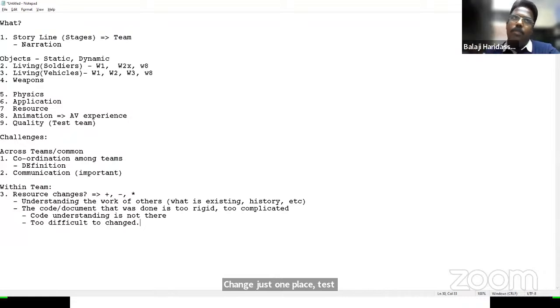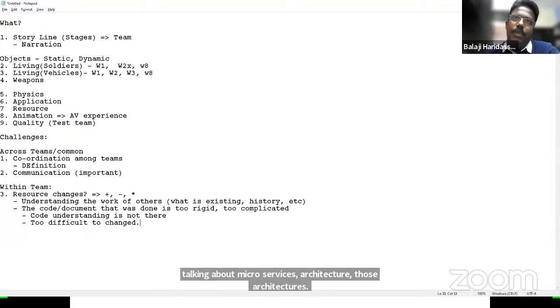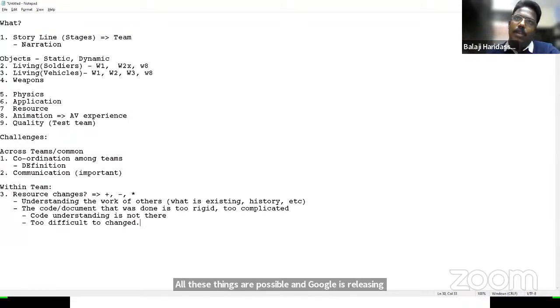So we are talking about microservices architecture, those architectures. All these things are possible. And Google is releasing thousands of updates every day. At that level of scale, utilizing automation and DevOps for releasing all these things, the code change should also be very quick. The fixing of issues should be very quick. Testing should be very quick. Without this, we cannot achieve time to market.